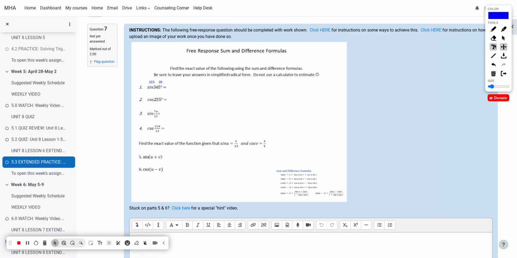I'm just going to do the digits for now. So then cosine 255, there's 225 and 30. These numbers I'm getting from the unit circle. They have to be from the unit circle. You can't just make them up. They need to be on there. 7 pi halves.